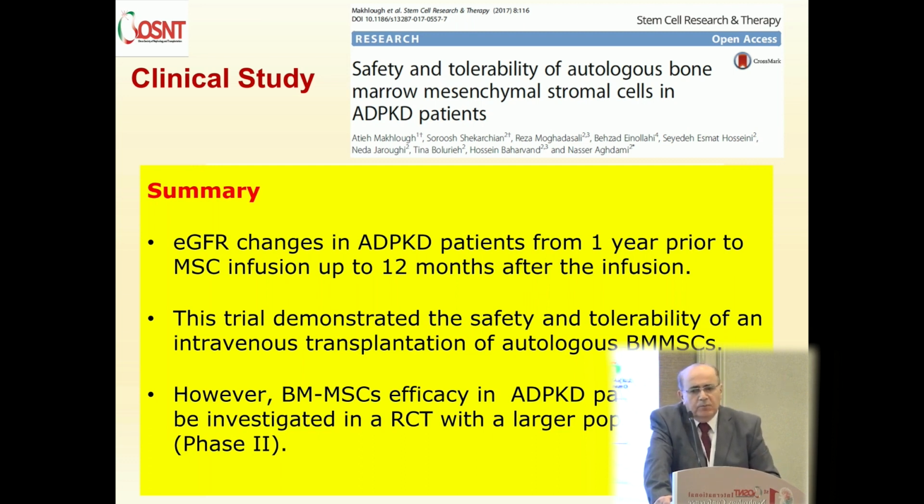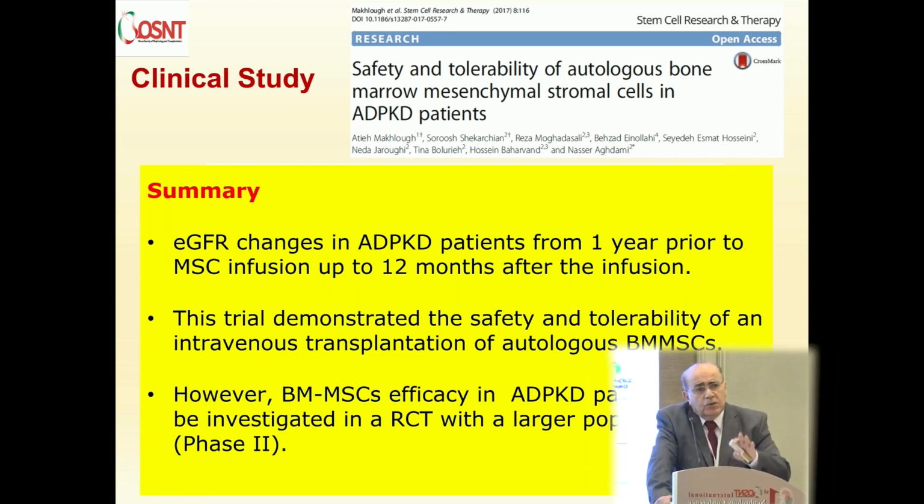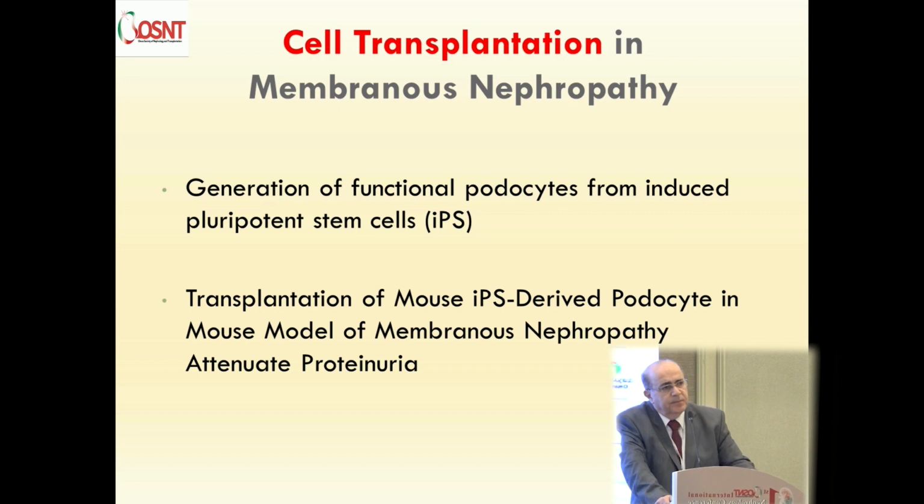However, bone marrow-derived mesenchymal stem cell efficacy in patients with autosomal dominant polycystic kidney disease should be reinvestigated in a randomized control trial at a larger population in terms of efficacy. So now, so far, we are speaking only about tolerability and safety, but efficacy needs further research, and especially randomized control trials. What about patients with membranous nephropathy?